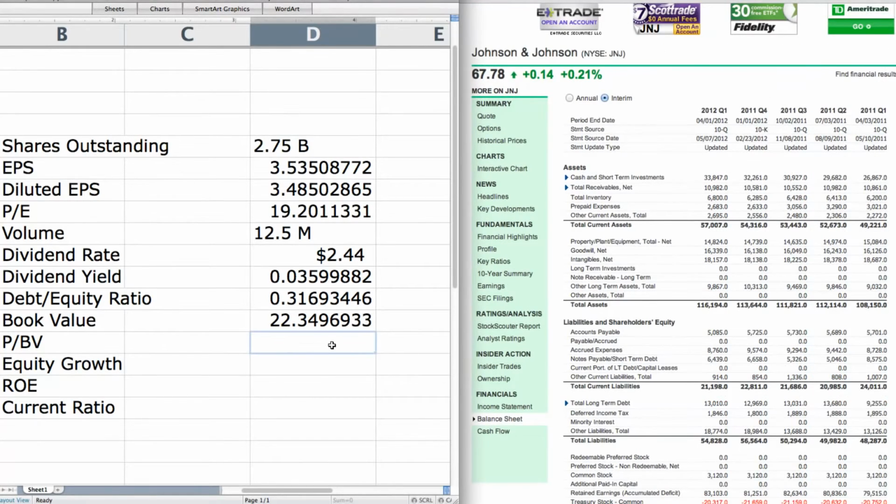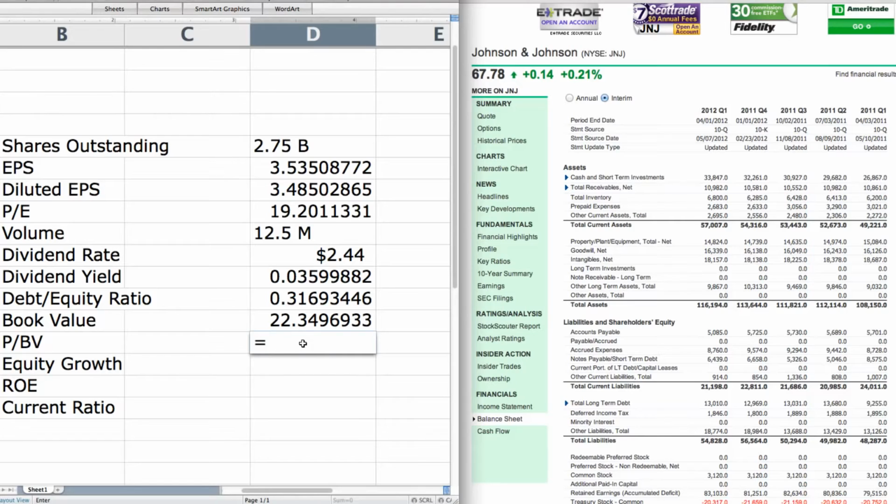Okay, the next number, the price to book value number. Now the price to book is pretty easy to calculate. All you're going to do is you're going to take the price, which is $67.78, and you're going to divide that by the book value, which we just calculated at $22.34. So let's go ahead and do that.